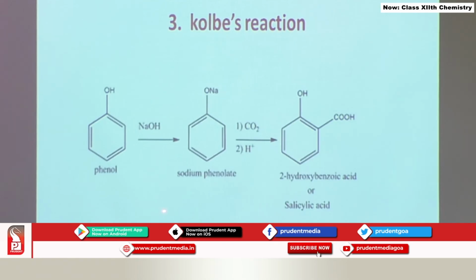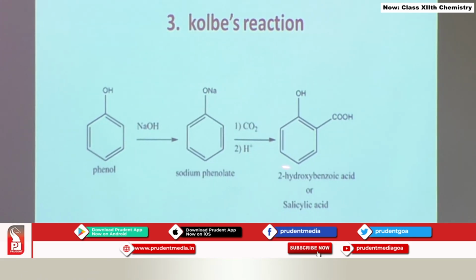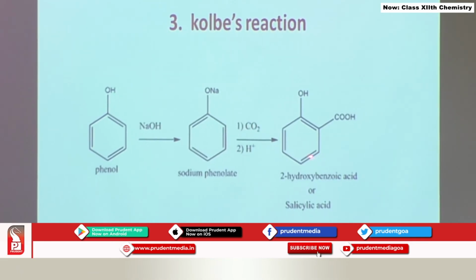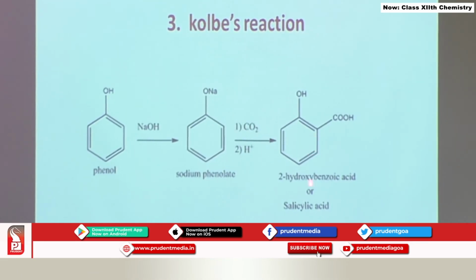Kolbe's reaction is a name reaction of phenol, wherein phenol is treated with sodium hydroxide, the OH group is protected, and it is converted to ONa. Then carbon dioxide is added on the benzene ring at the ortho position, and followed by hydrolysis you are going to get 2-hydroxybenzoic acid, which is also called salicylic acid in the trivial name system.